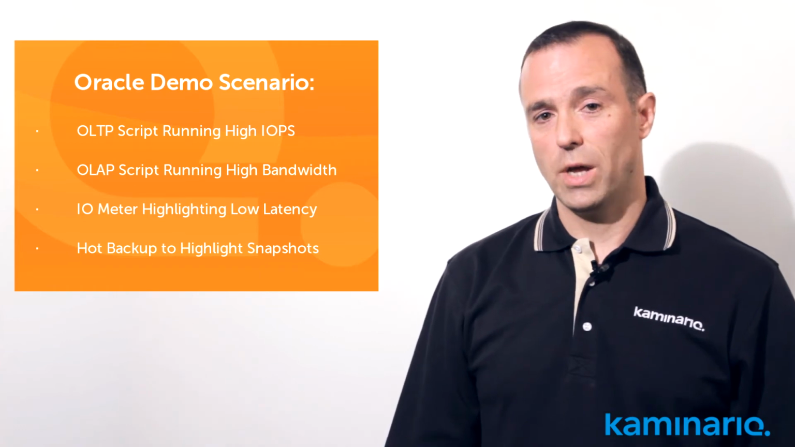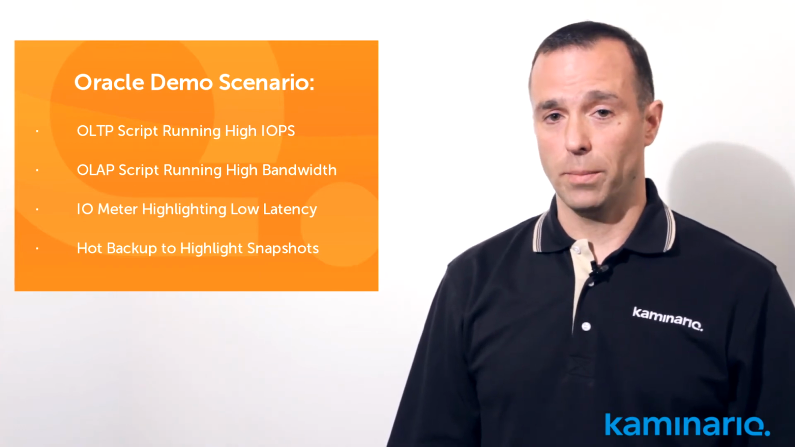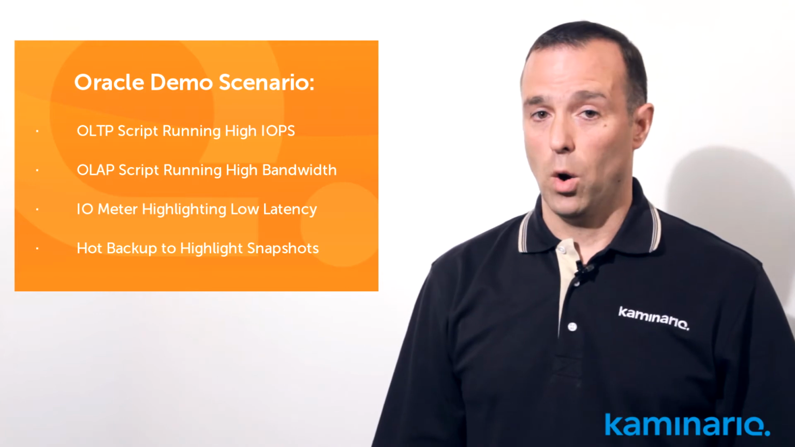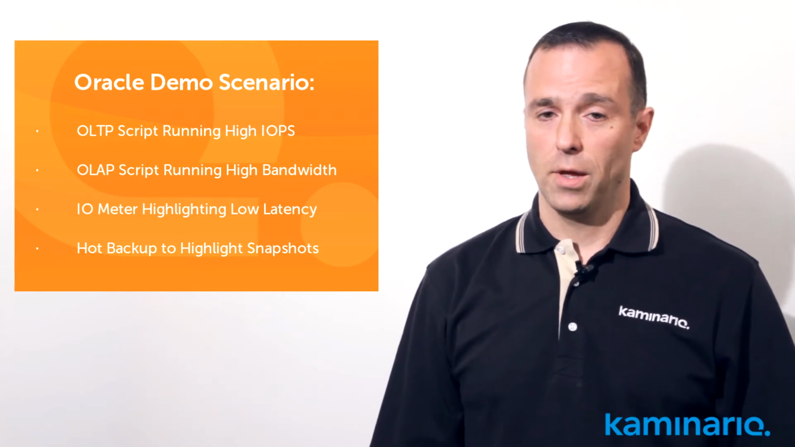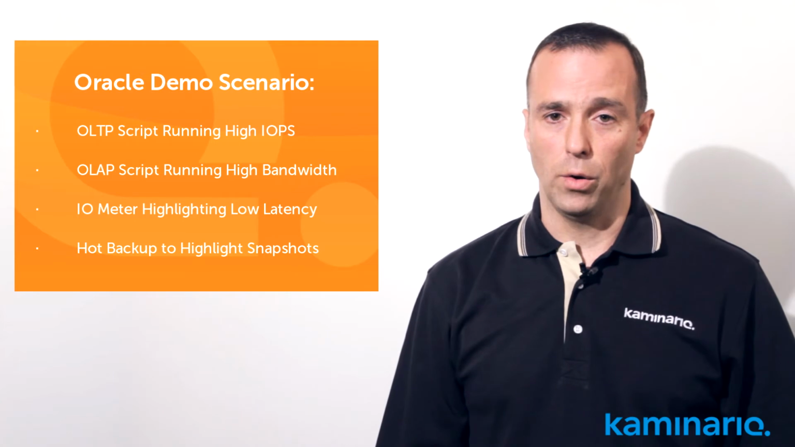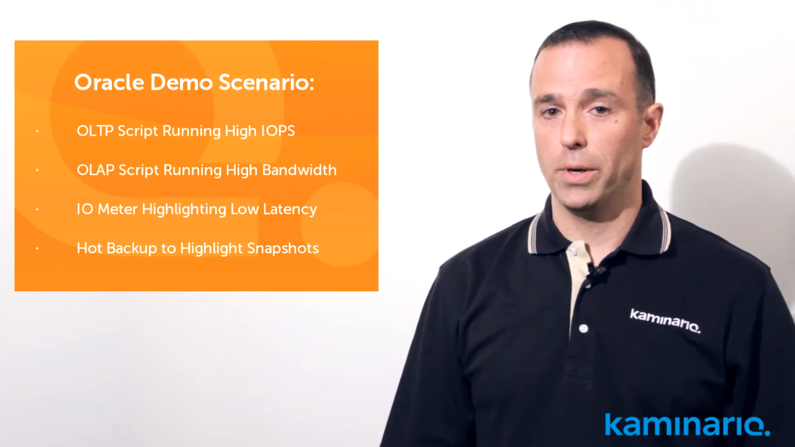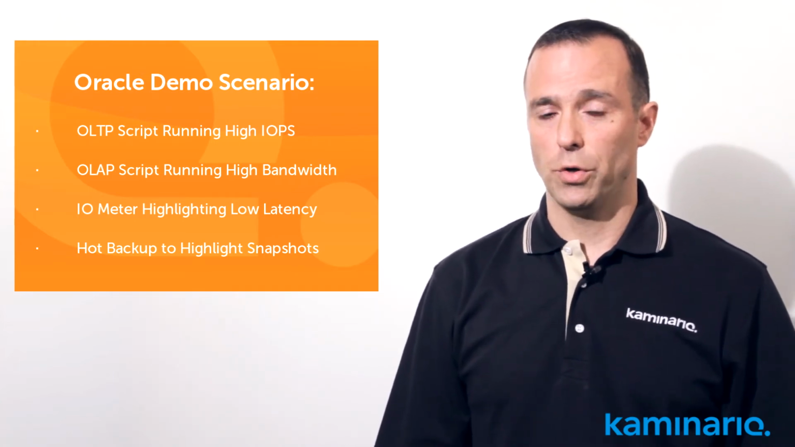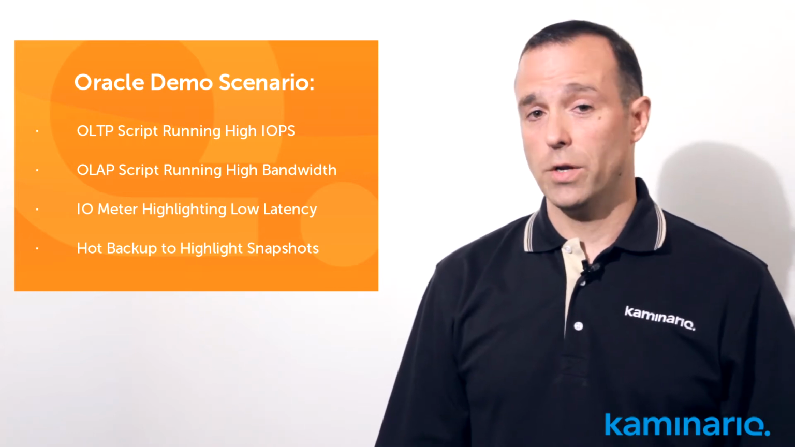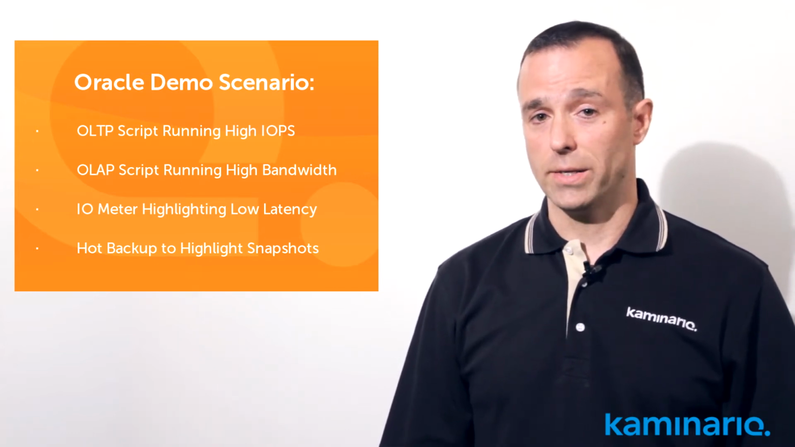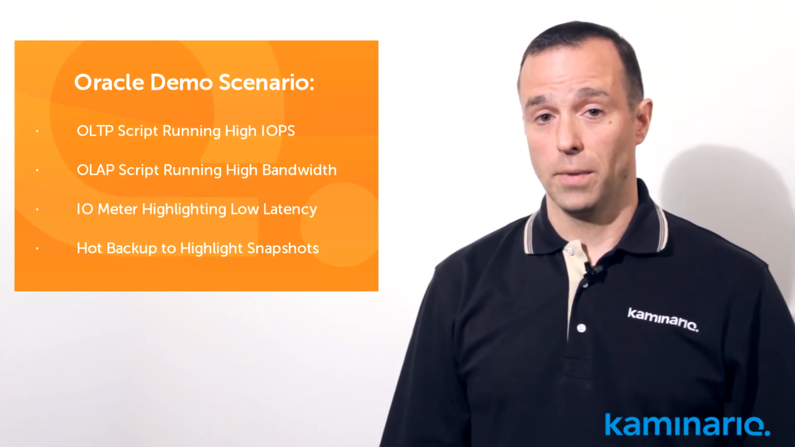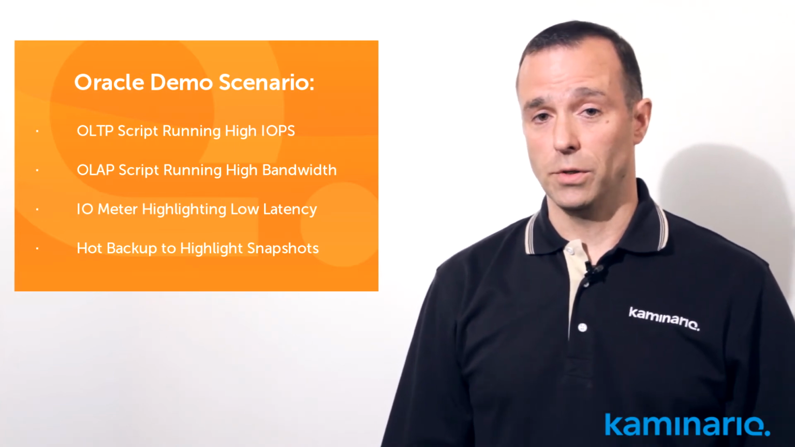Hi, I'm John Pelletier, Product Manager for the Kaminario K2, the only scale-out flash array with enterprise-class high availability and consistent 3D performance. In this demo, we're going to show you an OLTP script, which is going to run high IOPS, an OLAP script, which is going to be high bandwidth, and an IOmeter synthetic IO application, all running at the same time, putting a lot of demands on the system, and we'll show you that our latencies are always good. On top of that, we're going to take a hot backup at that time for a snapshot of the system and show you that there's really no interruption in service when we do that.